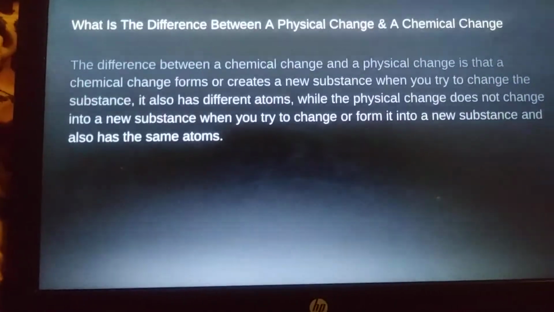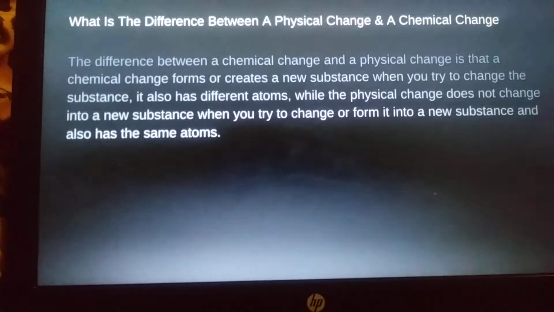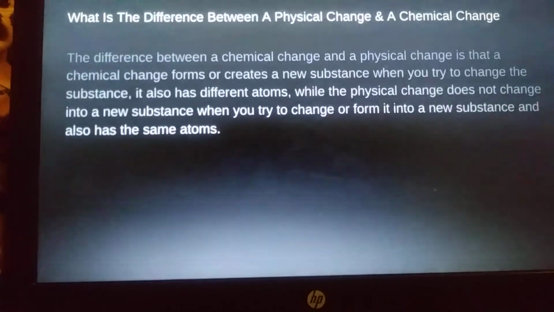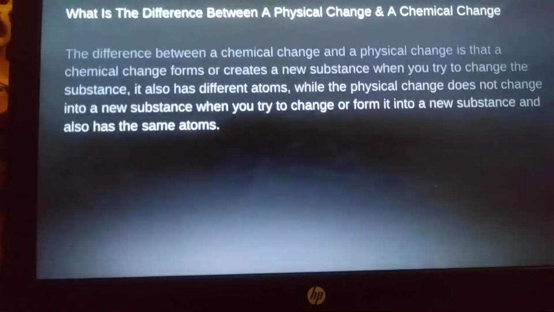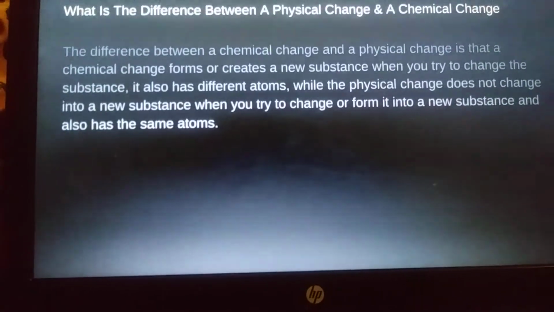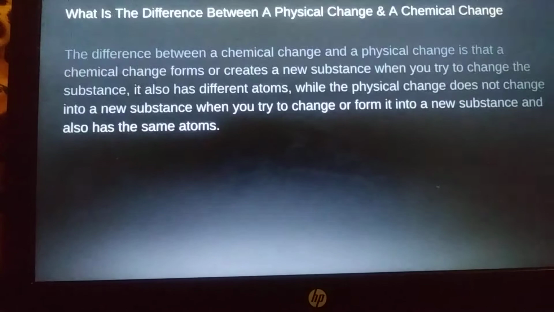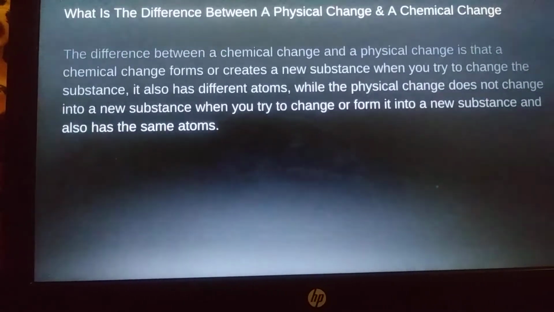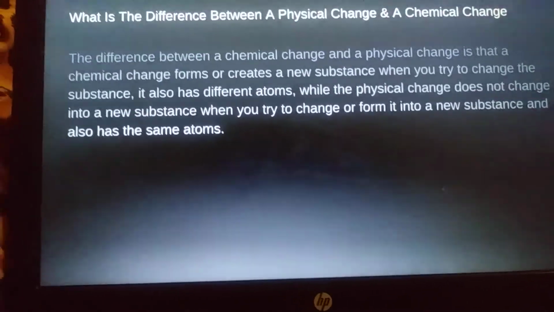The difference between a physical and a chemical change is that a chemical change forms or creates a new substance when you try to change the substance. It also has different atoms after you make the new substance. While the physical change does not change it to a new substance when you try to change the form, it also has the same atoms after you change it. And it can go back to that original substance.